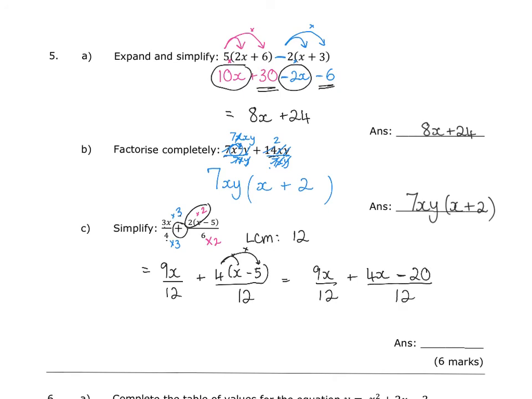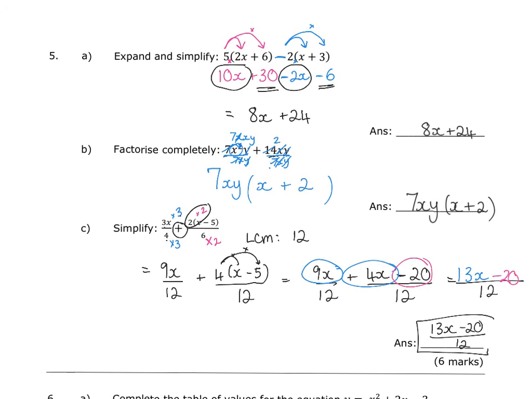Once everything is on 12, we can start joining them up. Simplify similar terms. So 9x plus 4x, 13x, and 20 can't be simplified. So that's just the negative 20. And the final answer is 13x, subtract 20, on 12. That is the final answer.